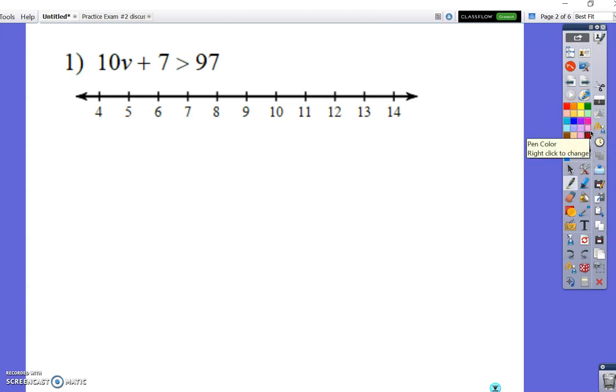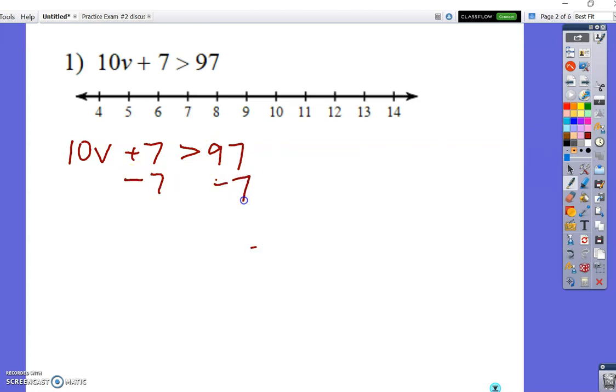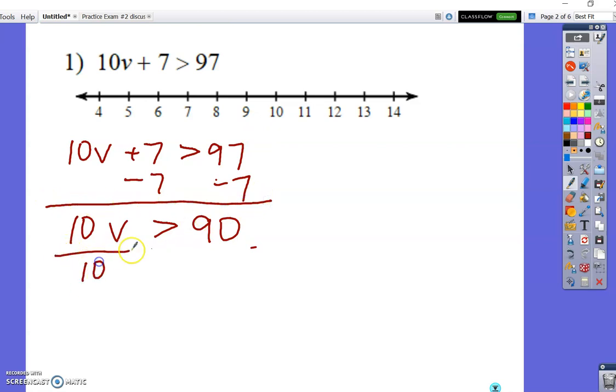This is a very straightforward inequality. The first thing I like to do is pretend that it's an equation because the steps are the same, and I don't actually change the symbol. I just leave it alone, but I pretend. So if it was an equal sign, I'd subtract 7 from both sides, and I'd end up with 10v is greater than 90, because 97 minus 7 is 90. Then I'll divide both sides by 10, and I get v is greater than 9. So I am finished, because v is all alone and 9 is all alone.